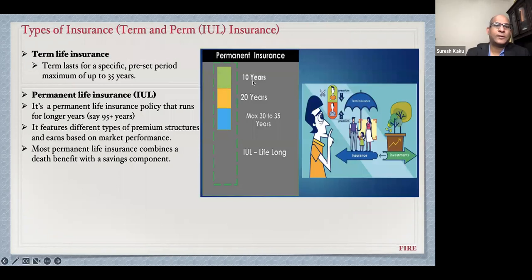And now we're going to talk about the types of life insurance, right? In term insurance, many companies offer up to 30 years, but very few companies can offer up to 35 years. Let's say, for example, if you're 40 years old and you want to take a 35-year term, that will cover up to 75 years. You can take as low as 10 or 20 years, but maximum up to 35 years. And the other one is permanent life insurance. This one typically lasts for a lifetime if we design it properly.